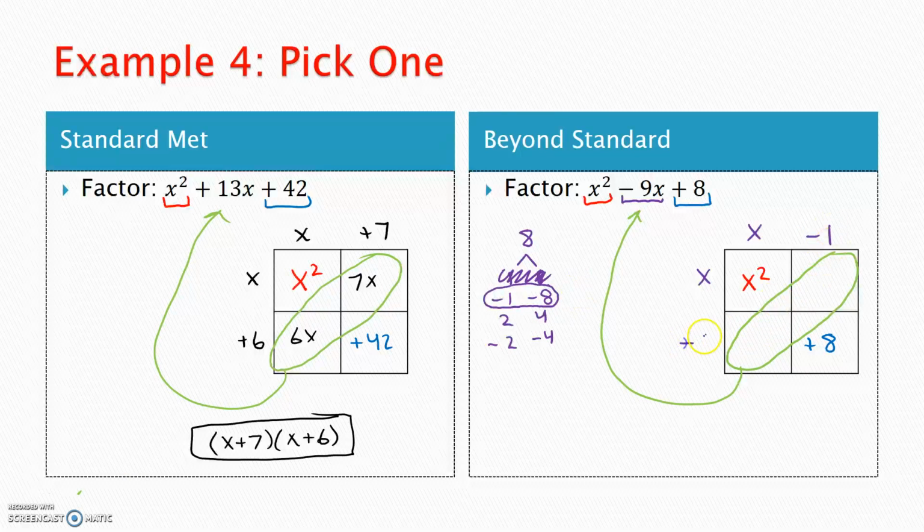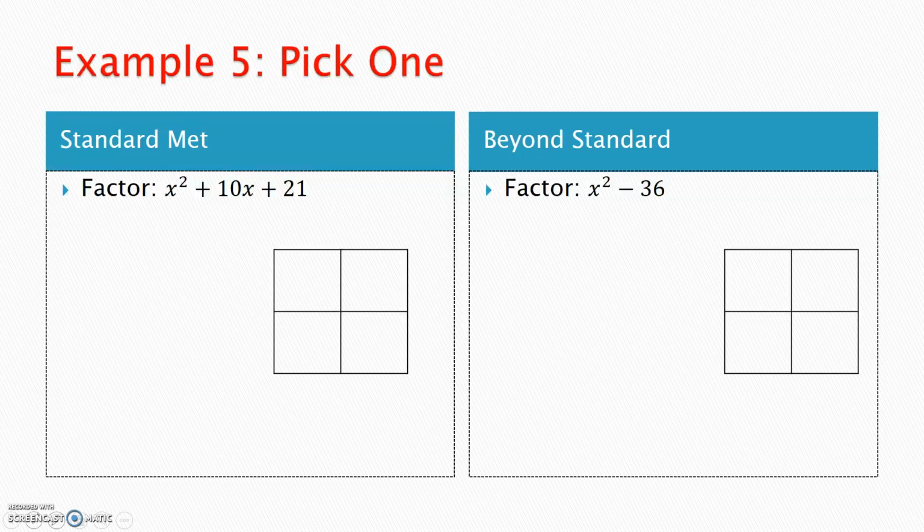Maybe -1 and negative 8 will work. Negative times a negative is a positive 8. Negative 1 times x is negative 1x. X times negative 8 is negative 8x's. Well, negative 8x's and negative 1x's, when I combine those, absolutely give me negative 9x. My factors are x minus 1, x minus 8. There we have it.